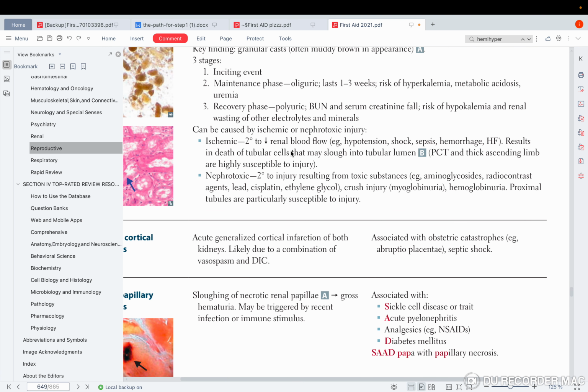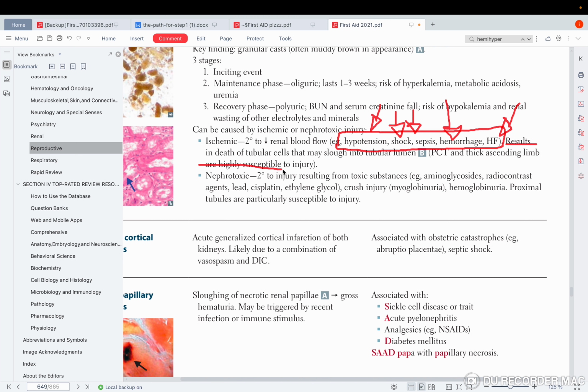Okay, so in case of ischemic cause, it can be secondary to decreased renal blood flow. For example, massive hypotension in the body or shock, sepsis, hemorrhage, and heart failure. All of these mentioned here are examples of pre-renal, renal, or post-renal azotemia. Tell me, guys. Pre-renal. Hypotension leads to pre-renal. Shock, reduced perfusion, pre-renal. Sepsis, massive vasodilatation, pre-renal. Hemorrhage, decreased volume, pre-renal. Heart failure, less cardiac output, less kidney perfusion, pre-renal.